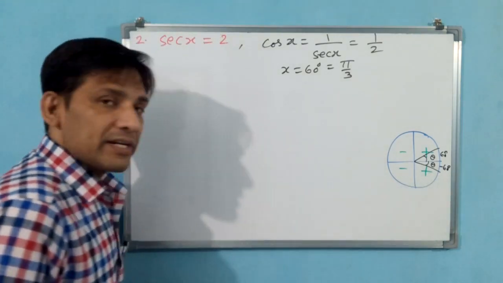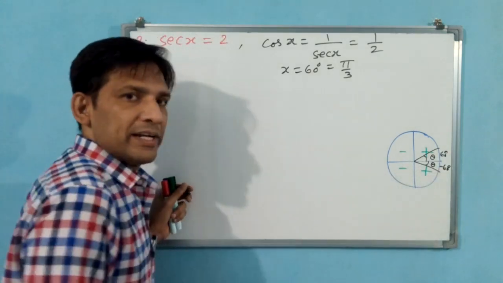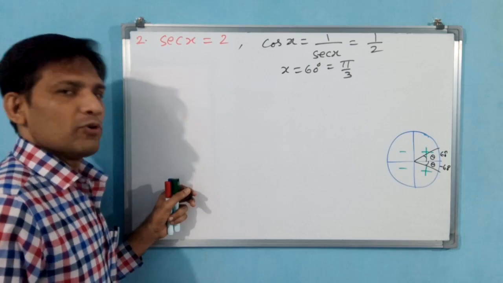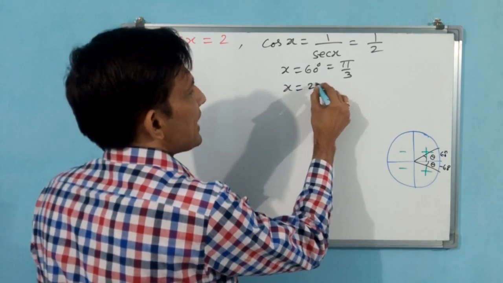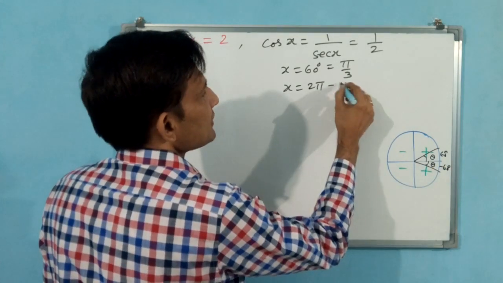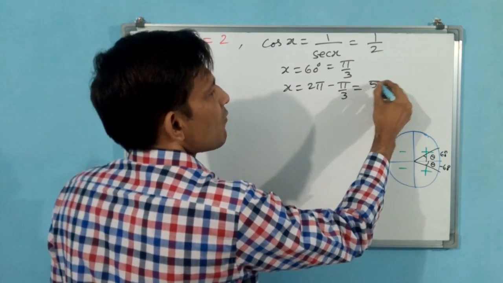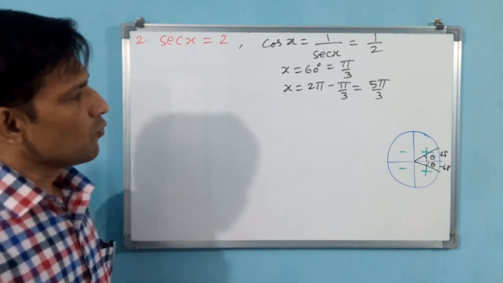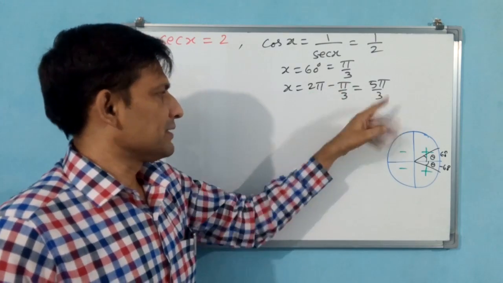How can you write this one? This is 60 degrees, meaning 0 degree plus 60 degree. 60 degree you have written. But what about this 60 degree? 0 minus 60 degree? No. 2 pi minus 60. Another value is 2 pi, because here 360 degrees are there. 2 pi minus 60, 2 pi minus pi by 3, 6 pi minus pi, 5 pi by 3. Is it okay? 2 pi minus pi by 3, 6 pi minus pi, 5 pi by 3.